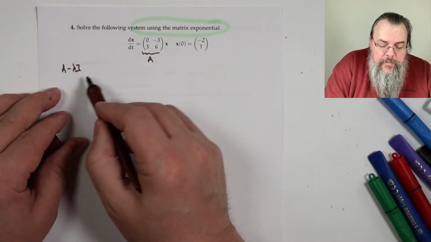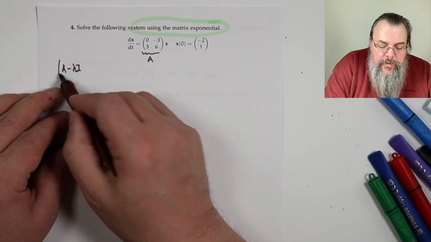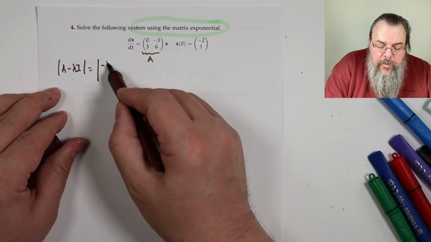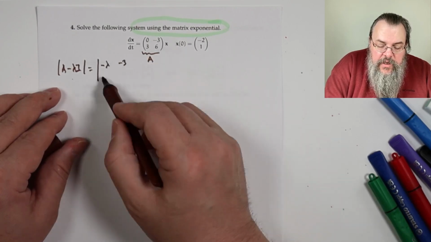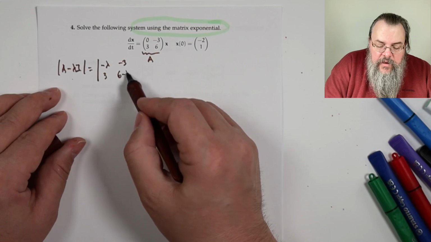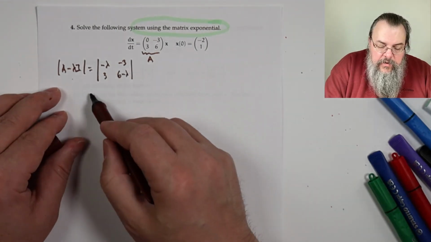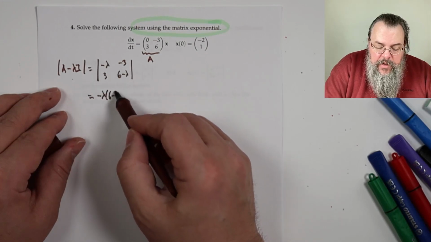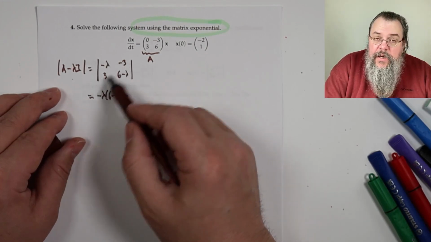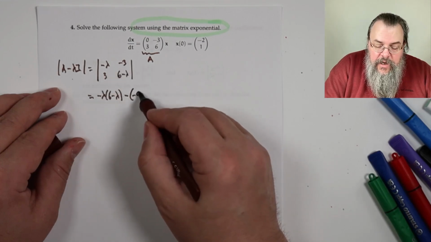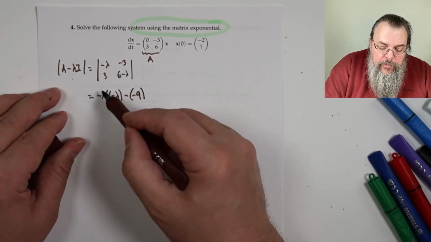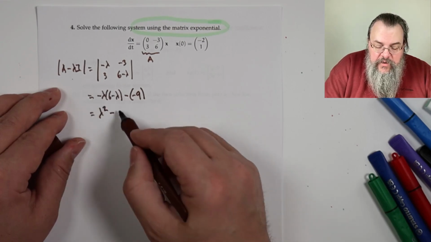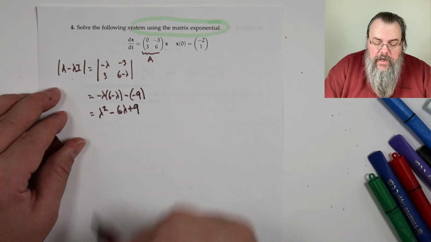And so that's going to become, take the determinant of that. So that's the determinant of 0 minus lambda, and then minus 3, and then 3, and 6 minus lambda. Okay, so becomes what? Well, minus lambda times 6 minus lambda, subtract 3 times negative 3. Well, that's negative 9. And if we multiply this through, minus lambda times minus lambda, that's lambda squared. Then minus 6 lambda and plus 9.